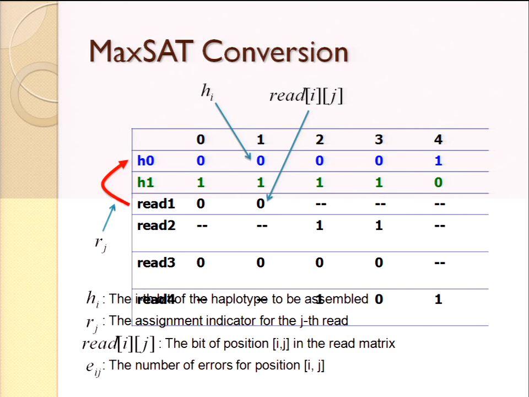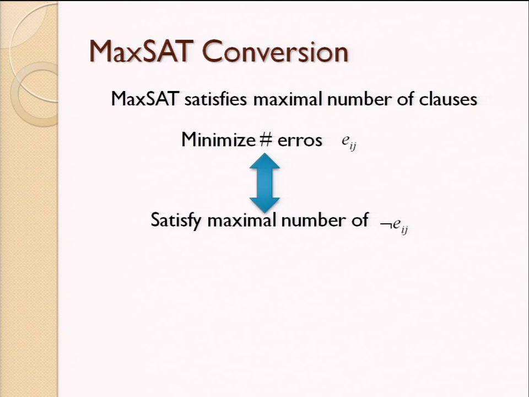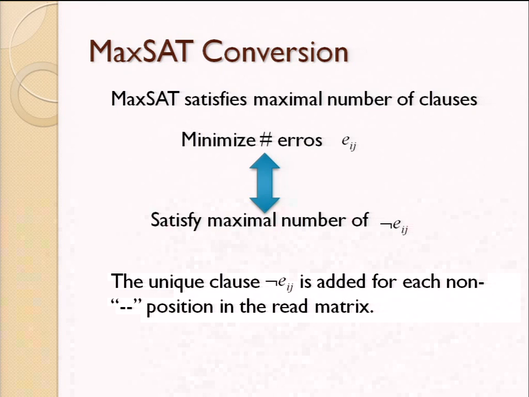But the encoding, why? Because we satisfy some number of clauses, but our target is we're trying to minimize the number of errors. We're trying to get those errors. So we can work on the optimization problem to satisfy the number of clauses. So we add the unique clause on that position in the matrix. And that finishes the MaxSAT encoding.